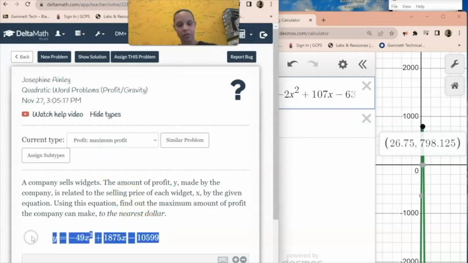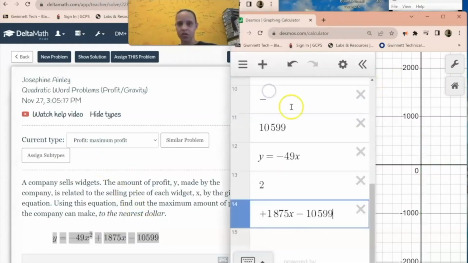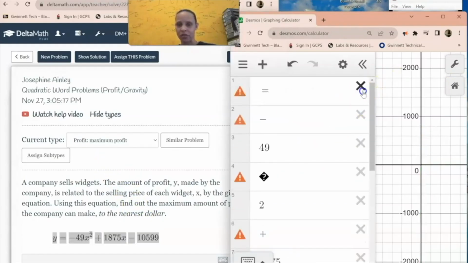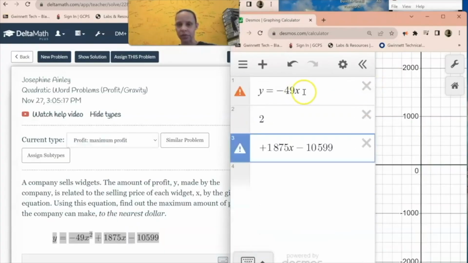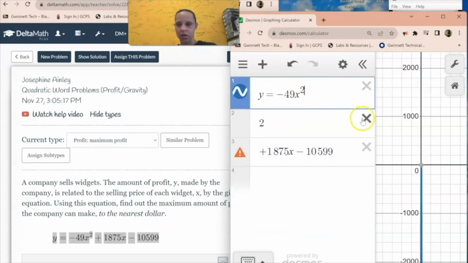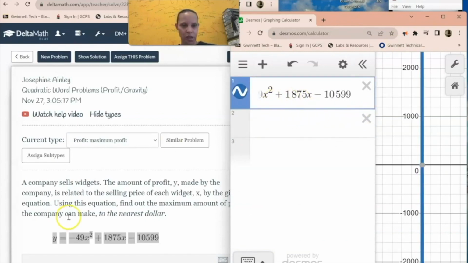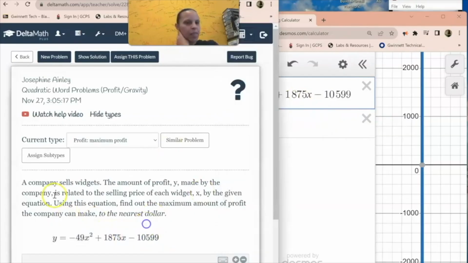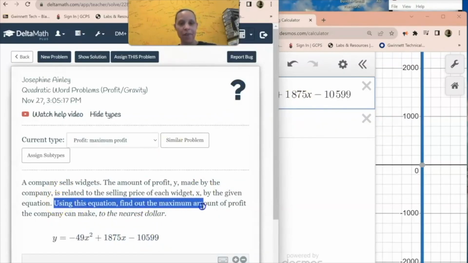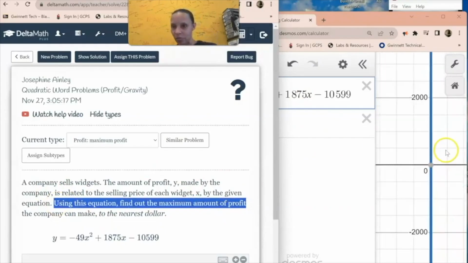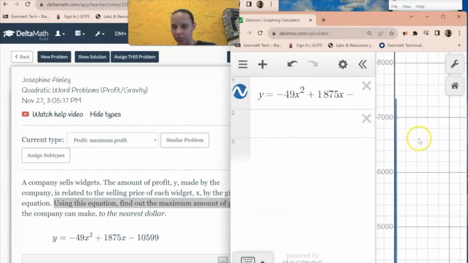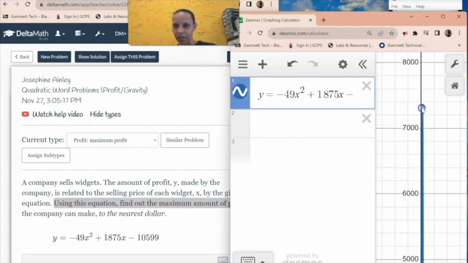So copy, Control C. Control V is paste, get rid of all the extra stuff. That one was a lot. Boom. This is squared. And then I'm going to Control X and Control V. Make sure it's copied and it looks exactly the same. All right, and again, now I'm just going to read the question so I know what the process is. Using the equation, find the maximum amount of profit. So I'm talking about the maximum. So I'm going to zoom out, zoom in. Here's my maximum.